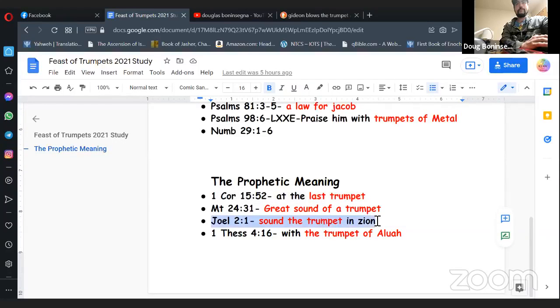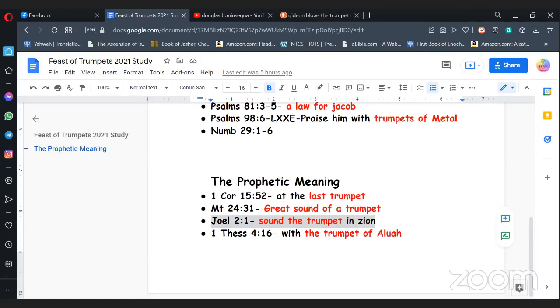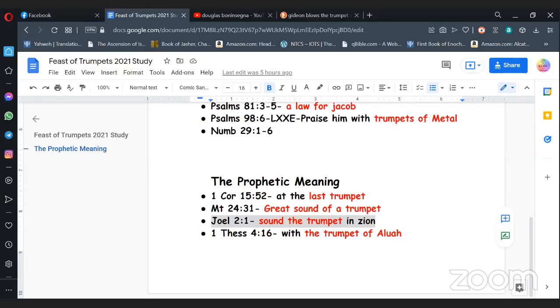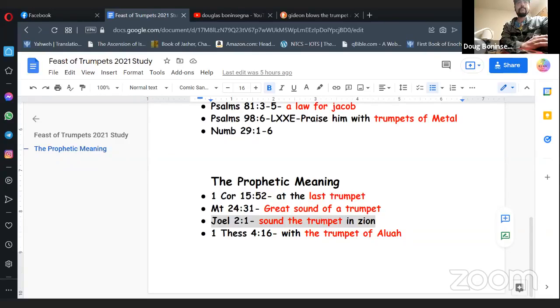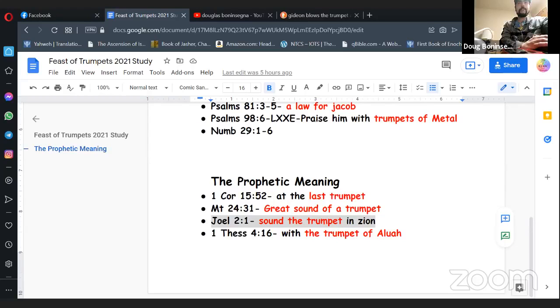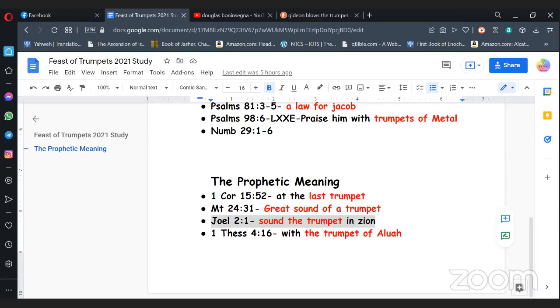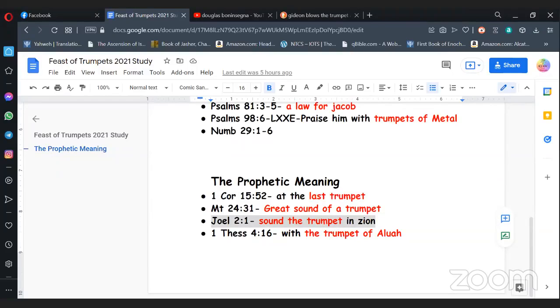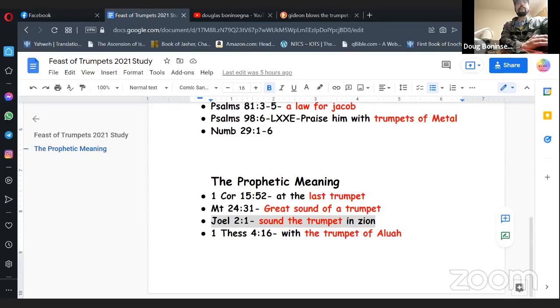So now we're going to Joel chapter 2, verse 1. This is another interesting difference. The Masoretic will have shofar there, but the Septuagint will have the same Greek word as 1 Thessalonians 4. Okay, so let's go to Joel 2:1. It says, blow the salpinx with trumpets in Zion, proclaim in my set apart mountain, confound all the ones dwelling in the land, for the day of Yahuwah is near.